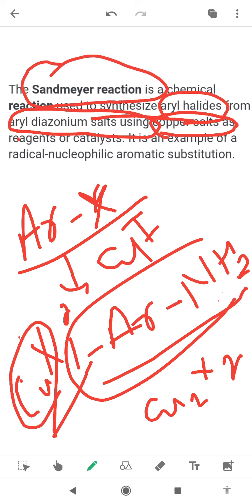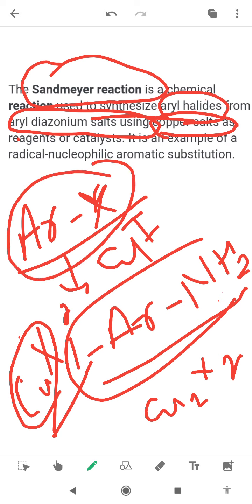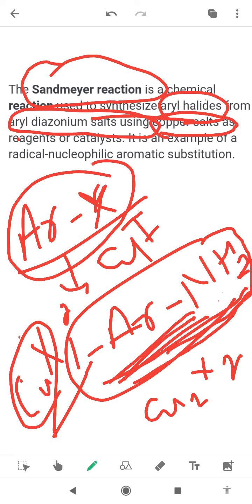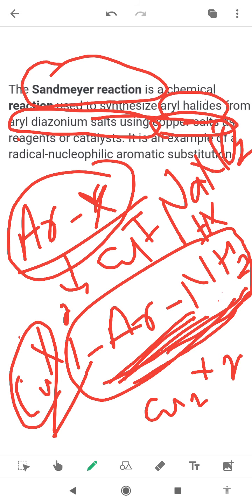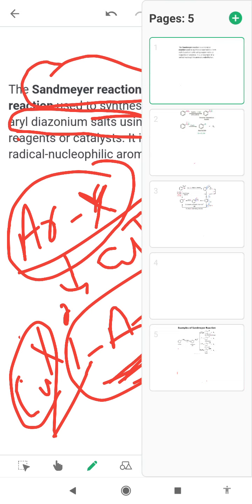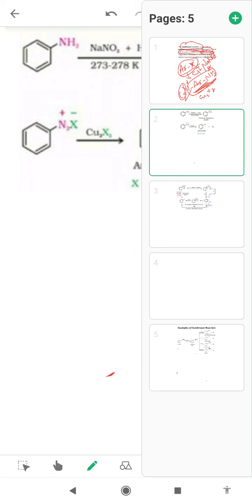Scientists discovered this reaction. So in this reaction, one thing is clear: if we try to prepare aryl halide, then we can use the primary aryl amine, or aromatic amine, that is called aniline, right? And it reacts with sodium nitrite, NaNO2, and HX, right? So this mechanism we try to detect.